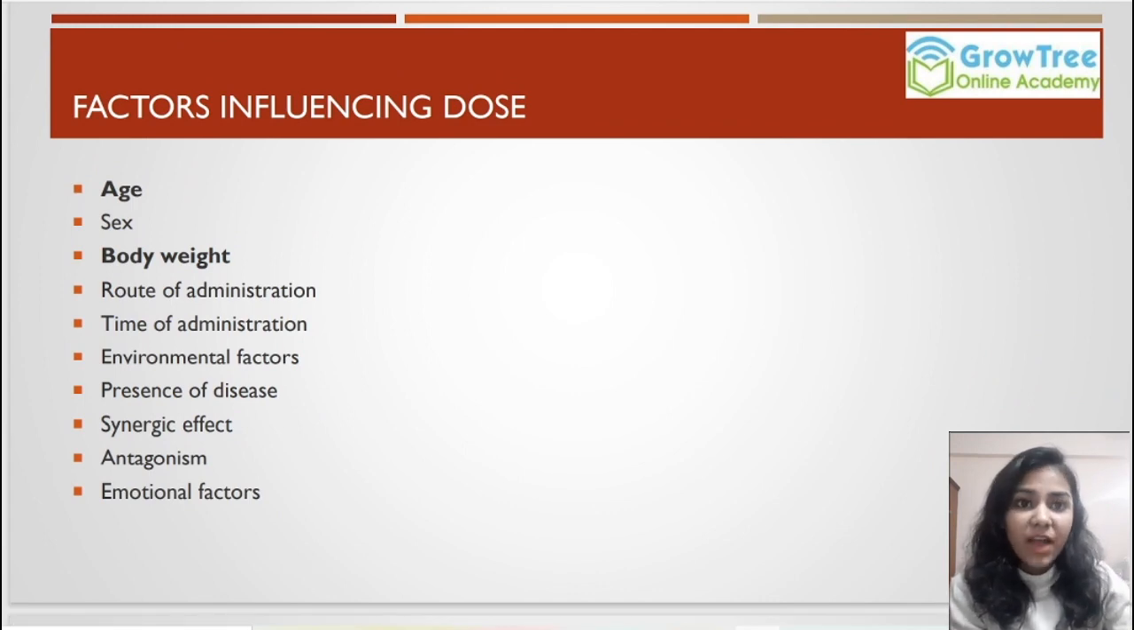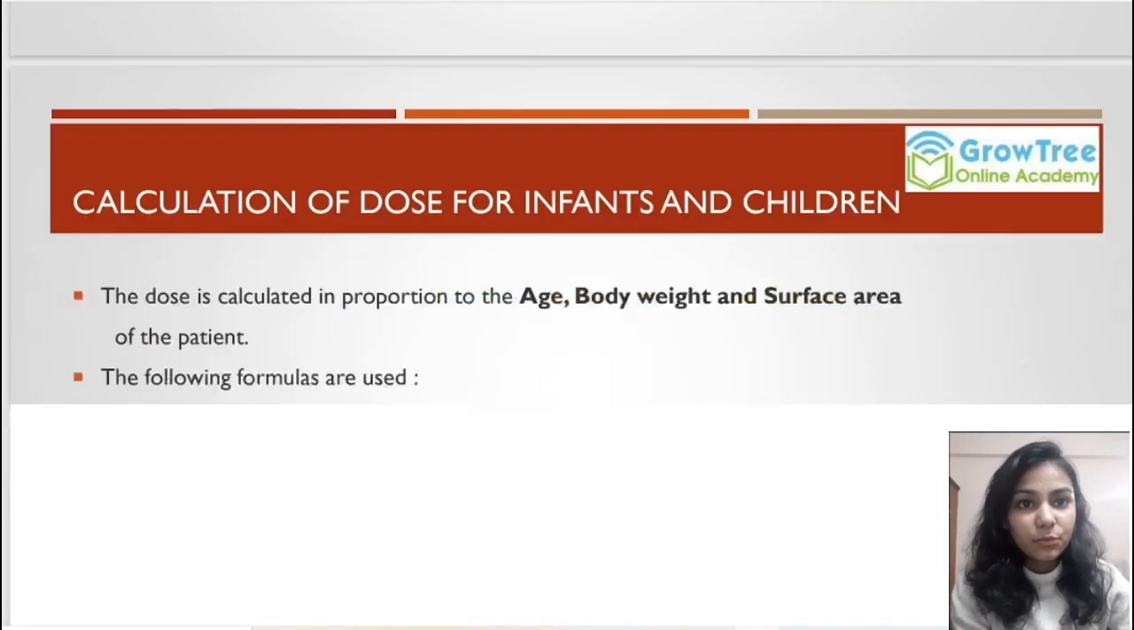So there are various factors which can influence the dose which should be administered to a patient, and some of them are age, sex, body weight, route of administration, time of administration, environmental factors, presence of disease, synergic effect, antagonism, emotional factors and so on.